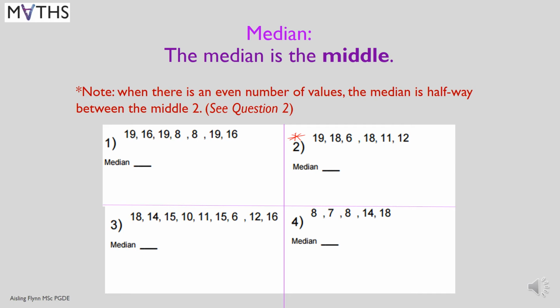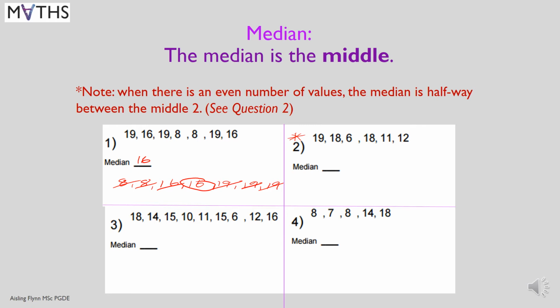Ranking in question 1, we get 8, 8, 16, 16, 19, 19, 19, and to find the median, one from the bottom, one from the top, bottom and top, bottom and top, and you're left with this in the middle. So the median number here is 16.